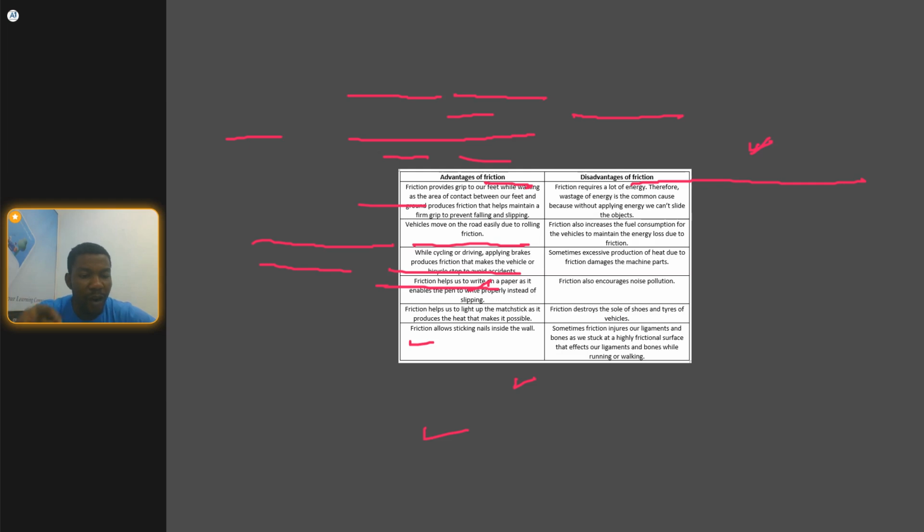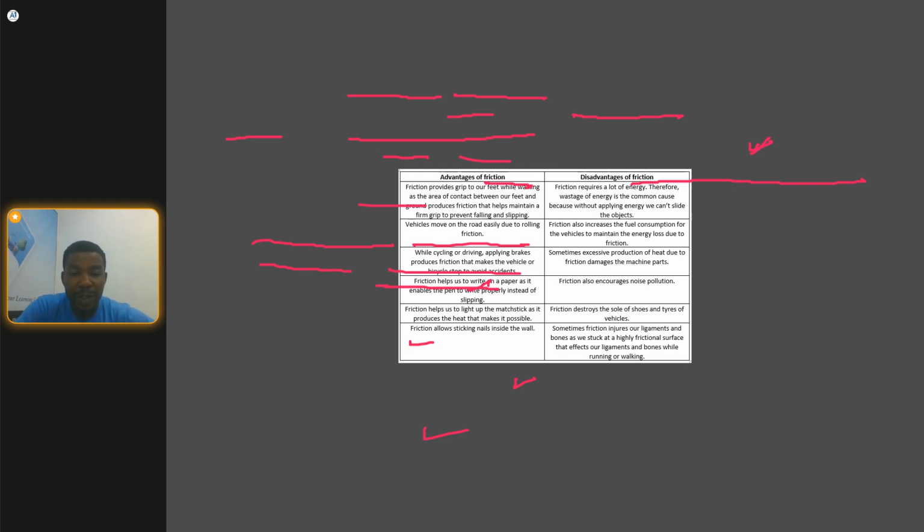Where you feel it the more is on the fuel, because the more you are pressing the accelerator, you are trying to go against the force of resistance, which is friction. And when you are doing that, you are wasting energy, which is the fuel in the car. So friction also leads to the increase of fuel consumption. The more you want to go faster on the road, the more you are consuming fuel.